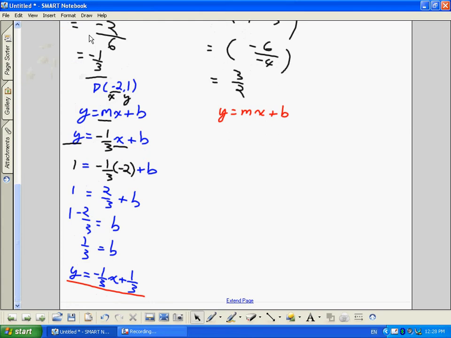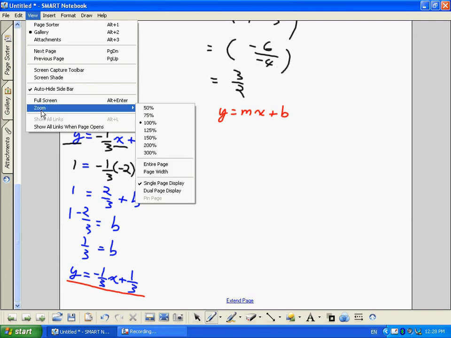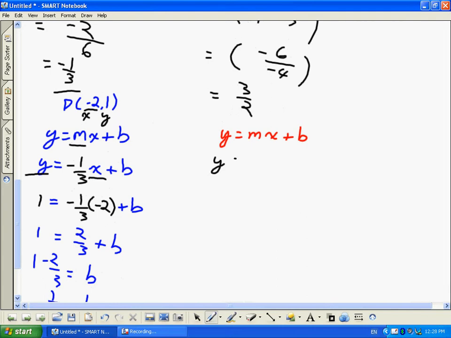Okay, so we're now working with line QS. I'm going to do this all in black. Y equals, I'm going to zoom in just a little. Y equals, our slope for our line QS is 3 over 2. So I'm replacing m with 3 over 2. Y equals 3 over 2x plus b.